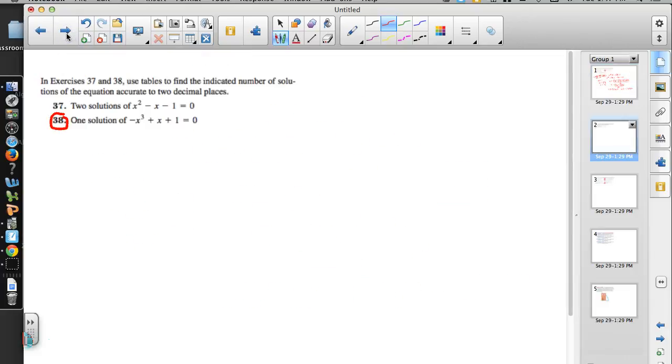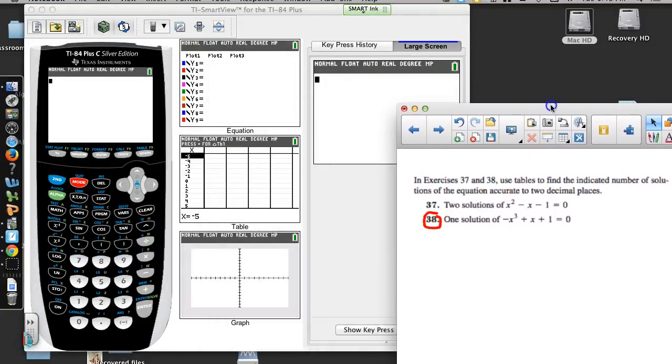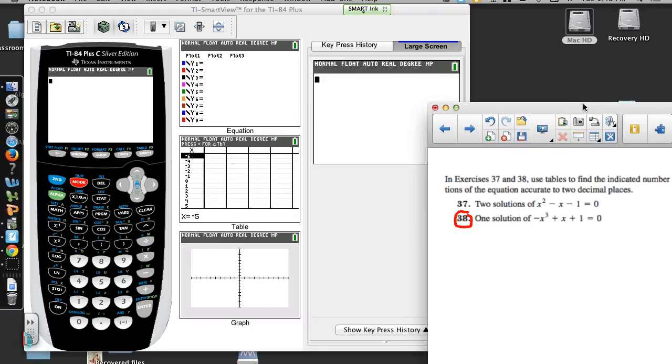Next on your list is number 38. In exercises 37 and 38, use tables to find the indicated number of solutions of the equation accurate to 2 decimal places. So for 38, they want our graphing calculator, and they want us to find one solution that is going to be accurate to 2 decimal places.